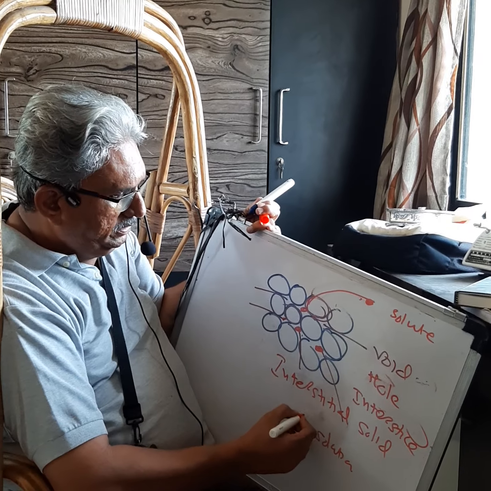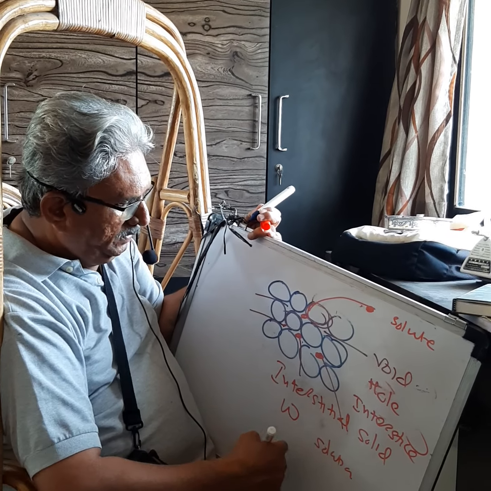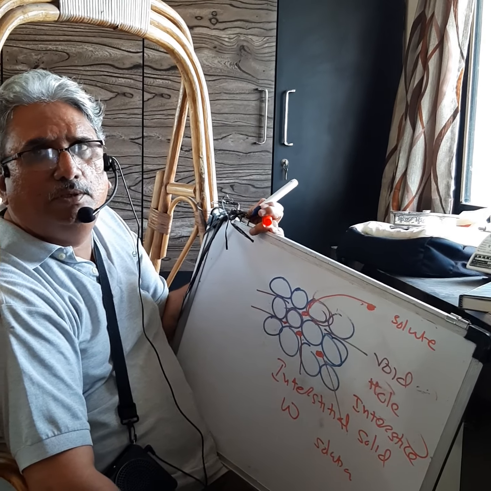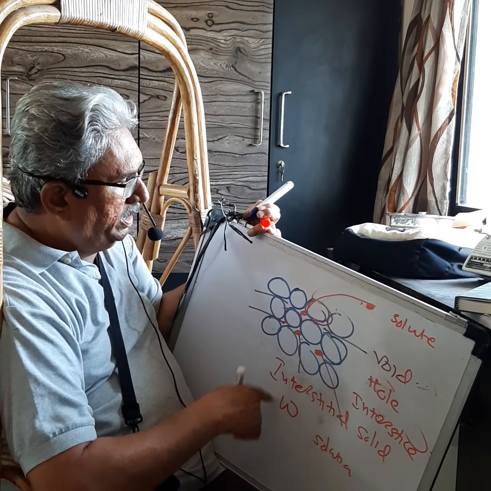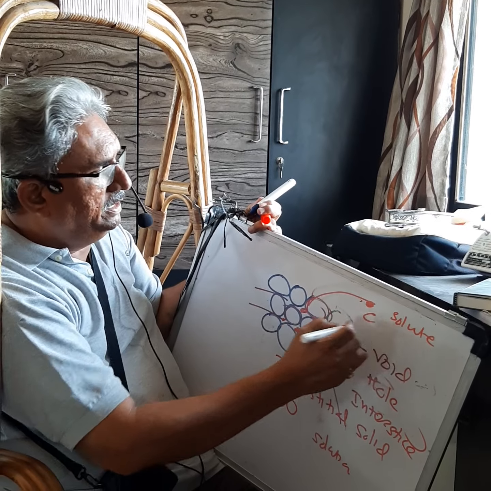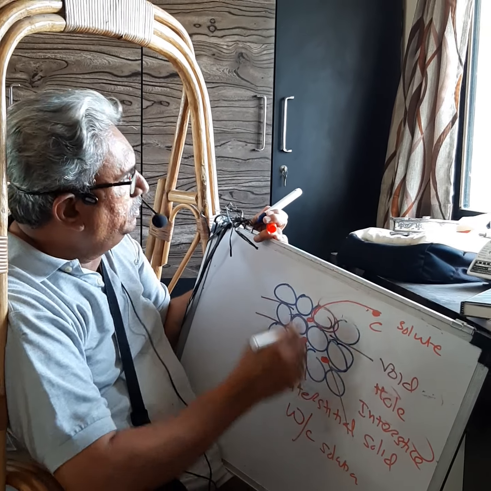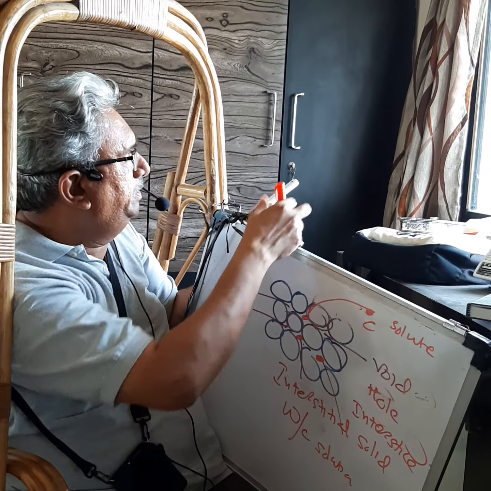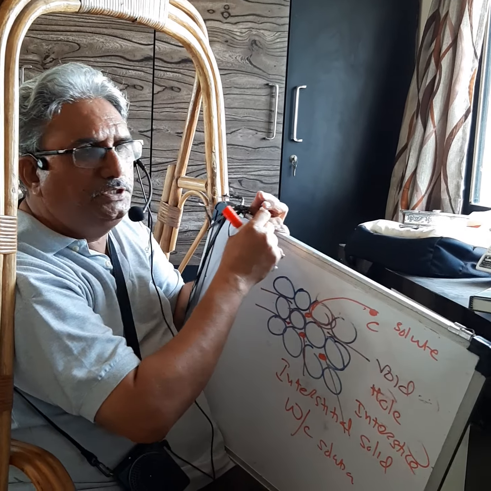Suppose this is a tungsten metal. Tungsten, in another language, is called wolfram, so its symbol is W, and the solute particles are carbon. So there is a solution of tungsten and carbon. It is called tungsten carbide. This belongs to interstitial solid solution.